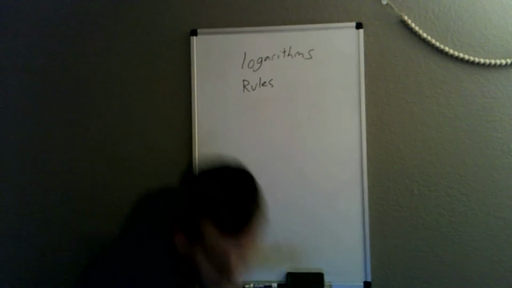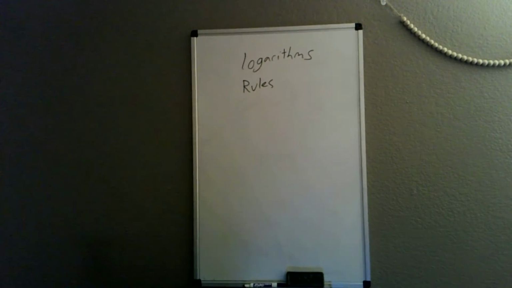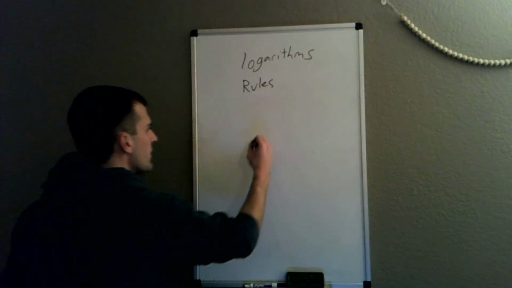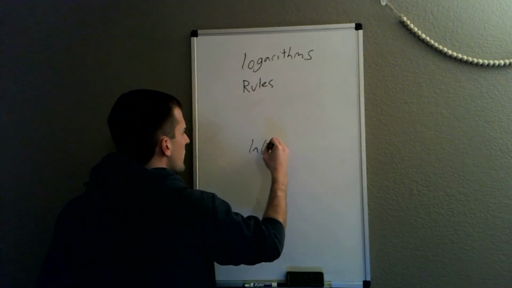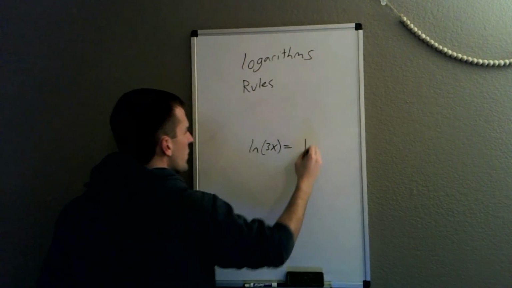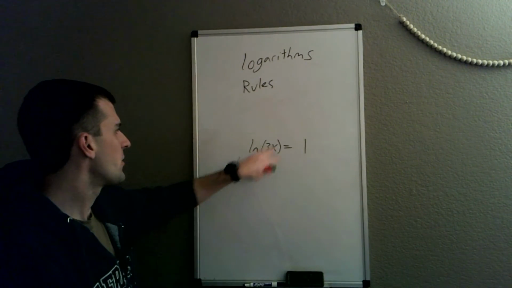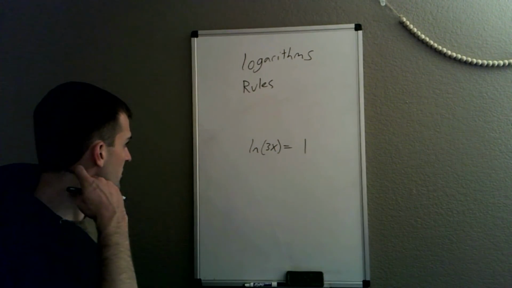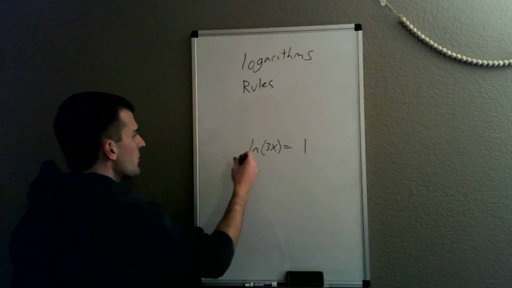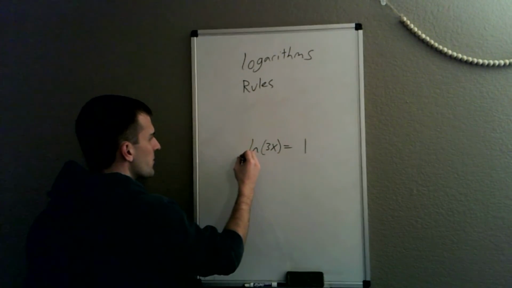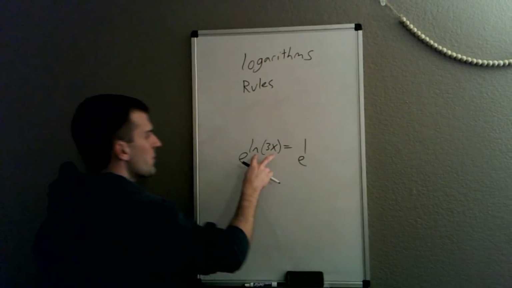Alright, next problem, we're going to do natural log of 3x equals 1. Alright, so in this case, no exponent, not really much you can do here, but we can raise both sides to the power of e to get rid of the natural log.